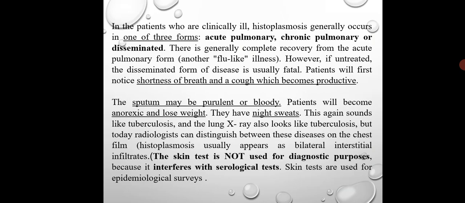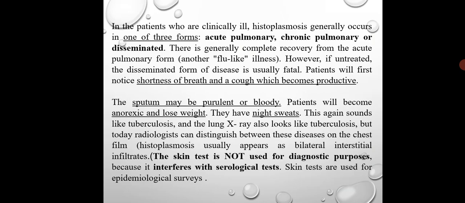So there is generally a complete recovery from the acute pulmonary form, where the infection can be like a flu-like disease. However, if it is untreated, the infection can spread throughout the body, that is called the disseminated stage, which is said to be very fatal.